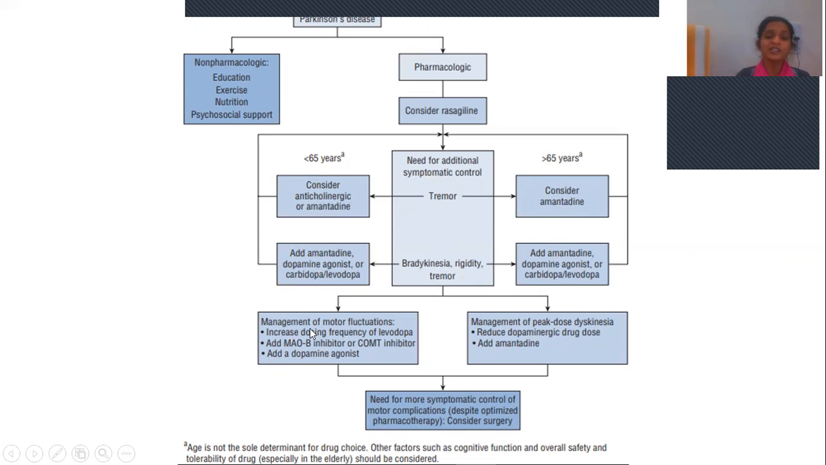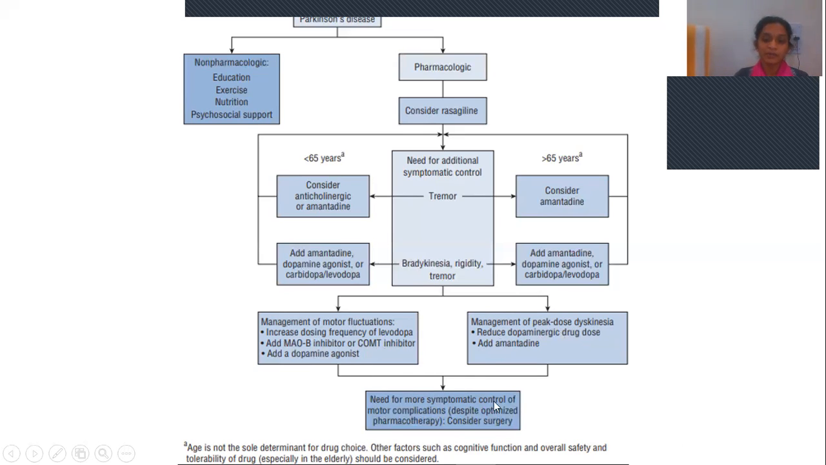Then management of motor fluctuations. For this we have to increase the dosing frequency of levodopa. If initially we are giving it once a day, we increase it to twice or thrice a day depending on the severity of the motor fluctuations. Then we can add MAO-B inhibitors or COMT inhibitors and add a dopamine agonist. For management of peak dose dyskinesia, which occurs because of overdose of these medications, where the patient is unable to move completely, we reduce the dose of dopaminergic drugs and also add amantadine.